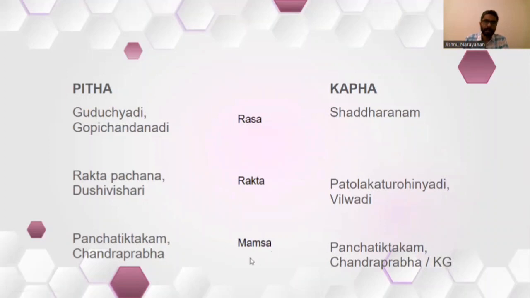So if it is Mamsa and Pitta involved, drugs like Panchatiktakam or Chandraprabha will be handy. And almost similar, Panchatiktaka, Chandraprabha or Kaishora Guggulu will be handy if it is Mamsa Pradhana Kapha. And Shadharanam will be handy in Kapha Pradhana associated with rasa. So this kind of combination we can find out with the theoretical background to make our prescription more precise and effective.